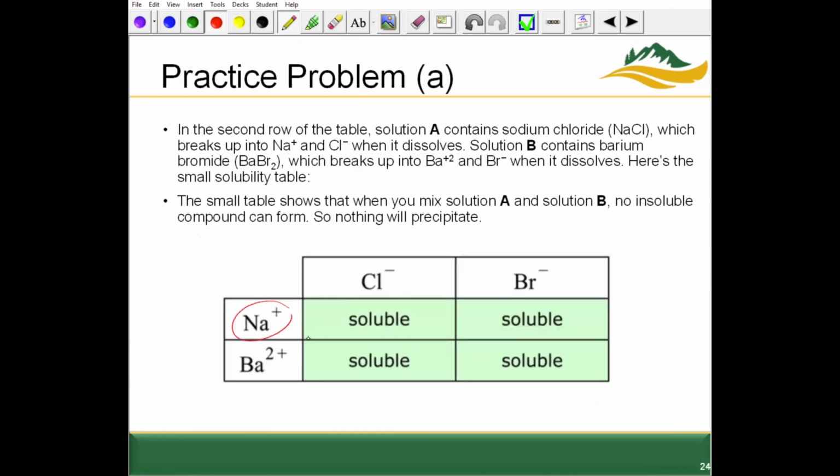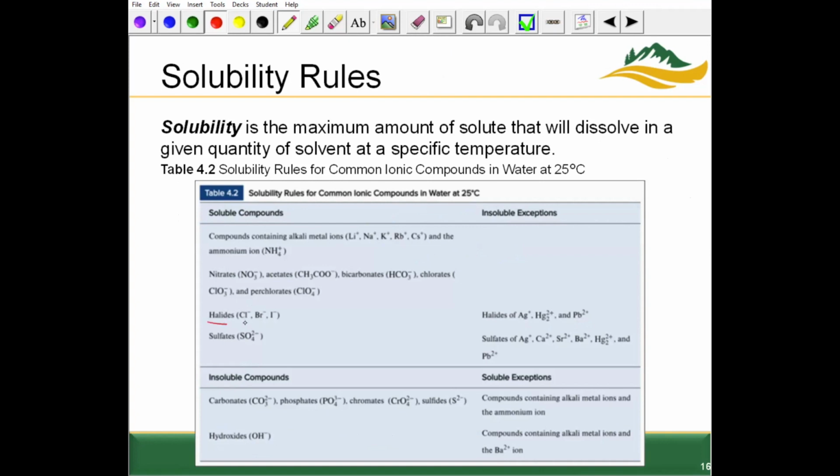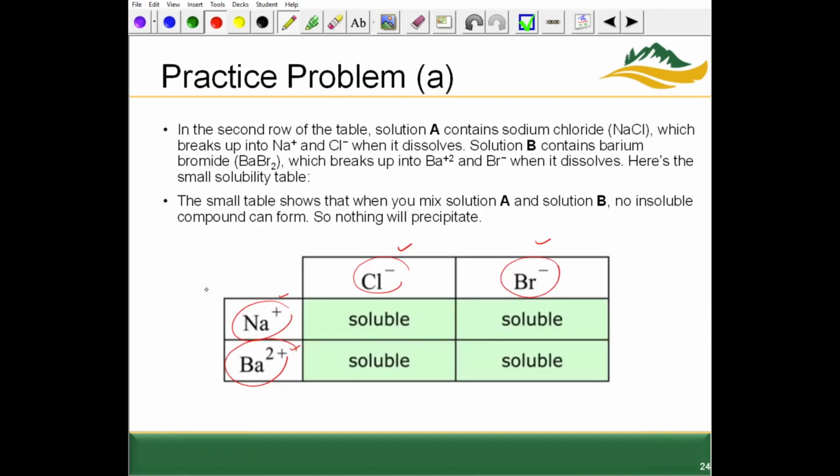Here we have Na plus, barium 2 plus as our cations with chloride and bromide. Let's check out chloride and bromide and see if sodium or barium fall into any of the insoluble exceptions. So here's our halides. We have chloride and bromide. The only insoluble exceptions are silver, mercury, or lead. Here we do not have silver, mercury, or lead, so all of these combinations with our halides of chloride and bromide are soluble. These are all soluble in solution. Nothing will form an insoluble precipitate.